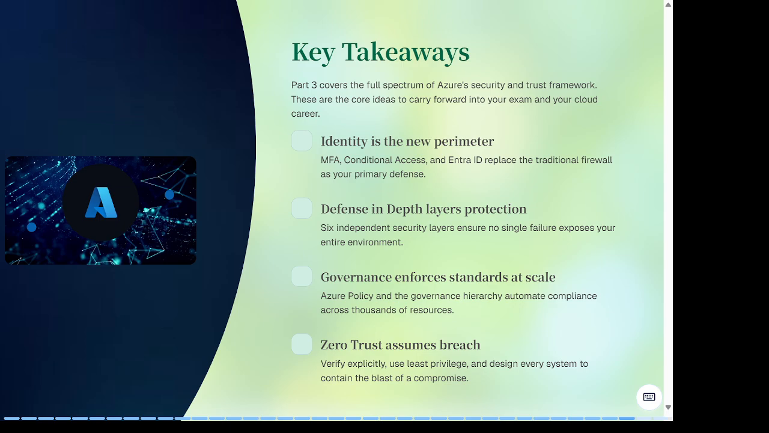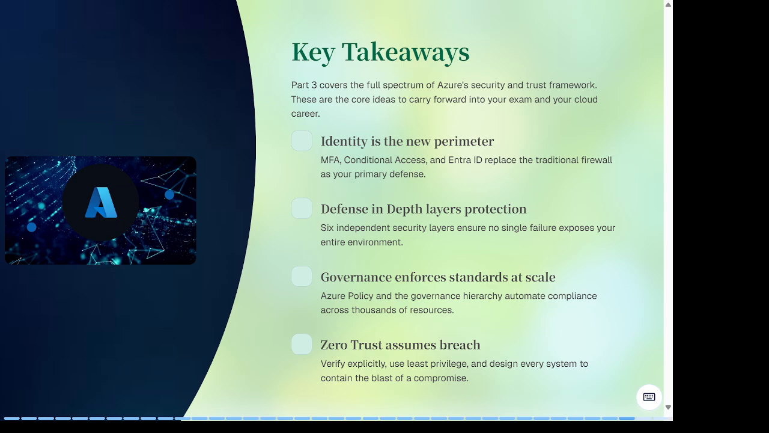Identity is the new perimeter. The first key idea is that identity has replaced the traditional network perimeter. In the past, security was focused on firewalls and network boundaries, but in the cloud era, users connect from anywhere, devices are unmanaged, applications are globally accessible. So security now revolves around identity. That's why Microsoft Entra ID, multi-factor authentication, and conditional access have become the first line of defense.